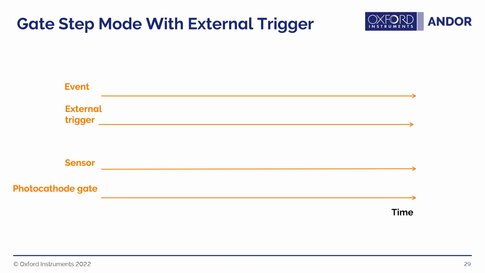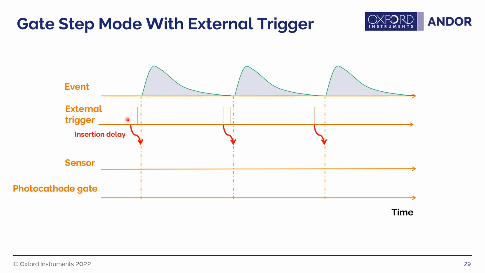So what does the timing diagram look like for this? First of all, you have your events happening, that you have a repeating phenomenon that is the same each time. You then have your external triggers triggering both that phenomenon and the camera with some insertion delay. The sensor is then activated through the fired channel. You can see when the sensor is activated it has to be activated for the entire duration of the phenomenon that you're trying to measure, because all of these instructions are sent to the camera before the gate step mode is run.